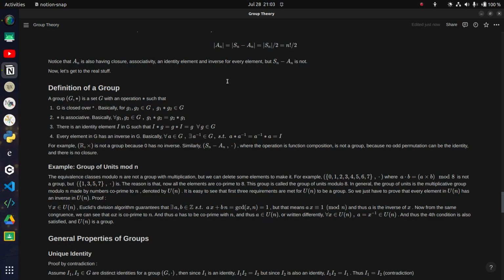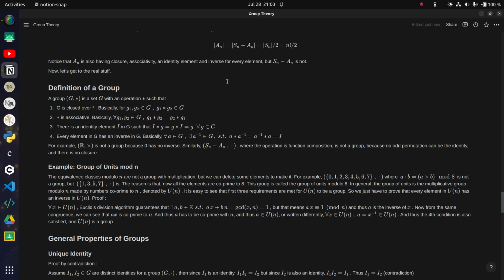So for example, the real numbers with the operation multiplication, that is not a group because 0 has no inverse. There is no number in the real numbers that you can multiply with 0 to get the identity, which is 1. And similarly, Sn minus An was not a group, but An was, because it was made of the even permutations. Well, it has closure: an even permutation times another even permutation is still an even permutation.